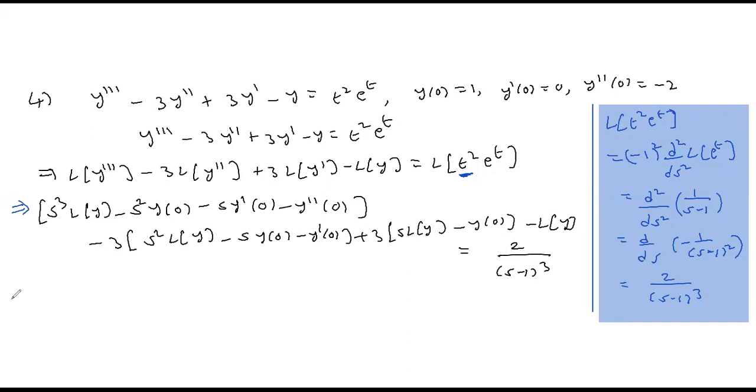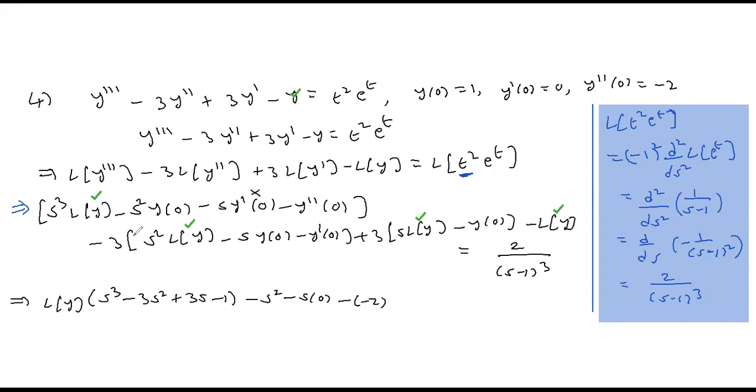Okay, so let us simplify this by taking L of y common. Where is L of y? It is here, here, here, and here. If I take it common, this is going to be s cube minus 3s square plus 3s minus 1. And what is y of 0? Y of 0 is 1, so minus s square. Y dash of 0 is 0. Y double dash of 0 is minus 2, so minus s into 0 minus of minus 2.